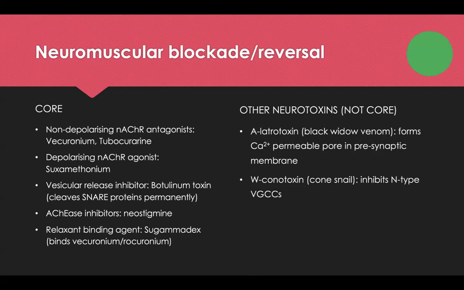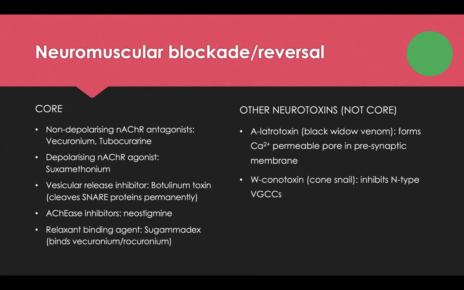One thing I found a little bit confusing in first year was the difference between non-depolarizing and depolarizing neuromuscular blockers. The non-depolarizing ones are things like vecuronium and tubocurarine. These are competitive antagonists, so they are competing for the binding site on the nicotinic acetylcholine receptors, while the depolarizing blockers are an agonist. So just highlighting that difference.